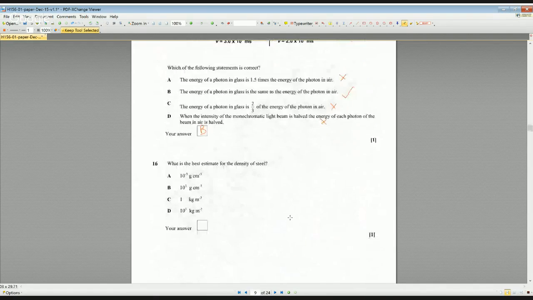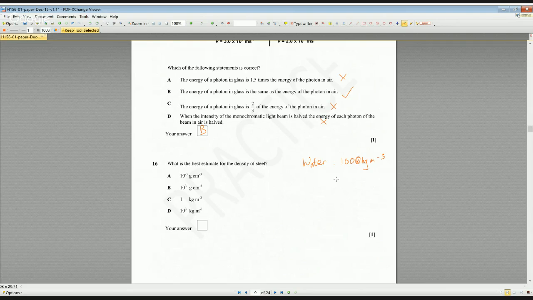Question 16 is a rather tricky question. What is the best estimate for the density of steel? Now, the way I approach that is by using what I know. I know that water has a density of 1,000 kilograms per meter cubed.